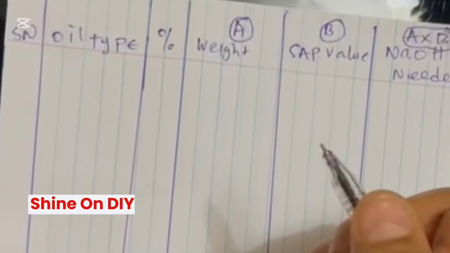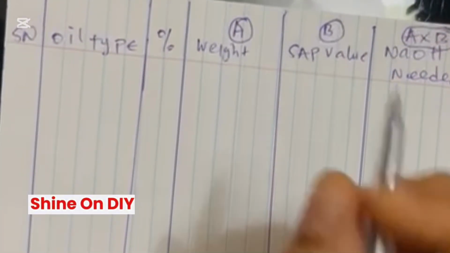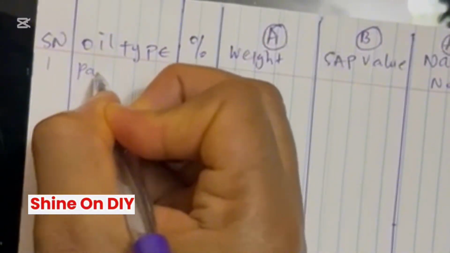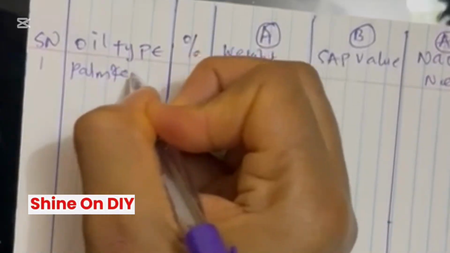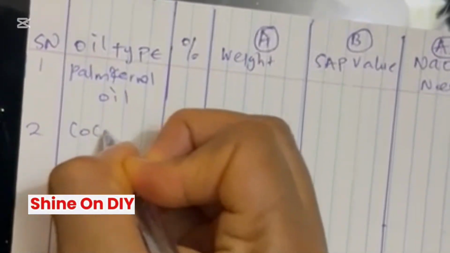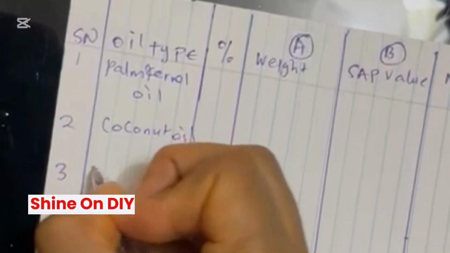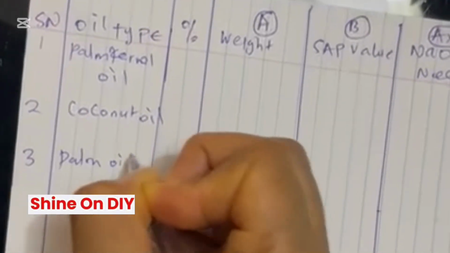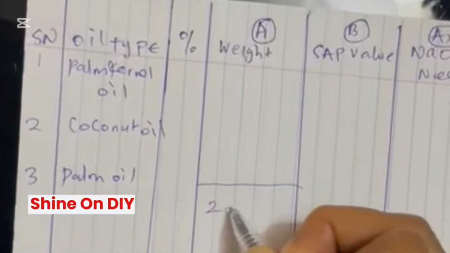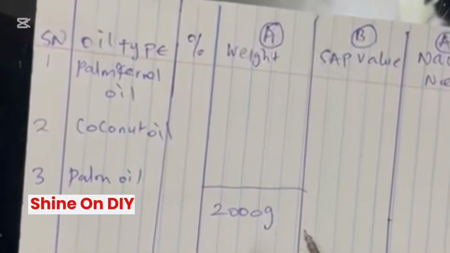Now let's dive into the calculation. So today, like I said earlier, we'll be using three oils for this illustration. The first oil is palm kernel oil. The second oil will be coconut oil. And the third will be palm oil. And like I said earlier, we'll be doing 2,000 grams. That's the batch of oil we're using for this illustration.